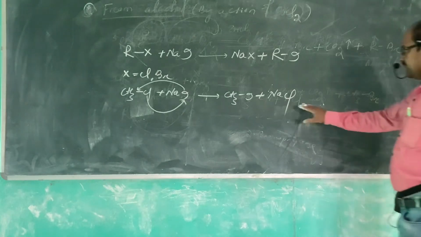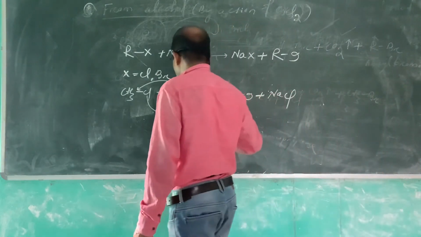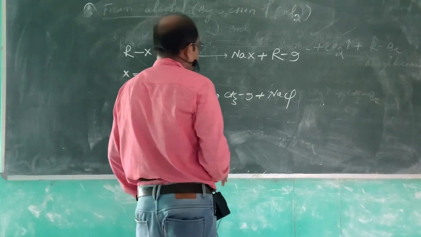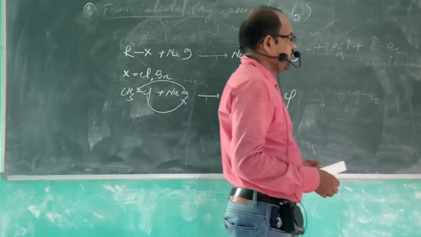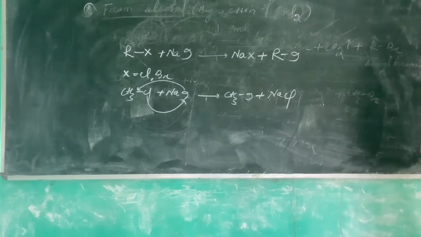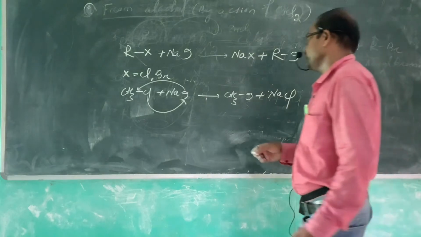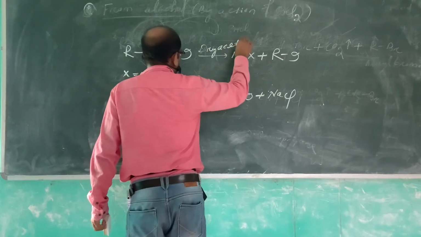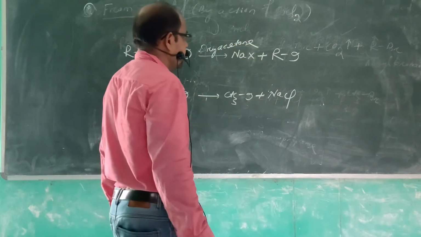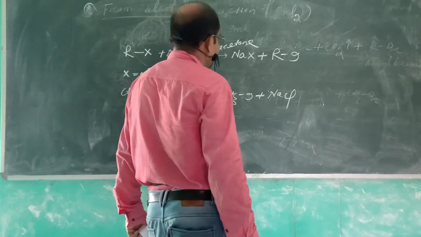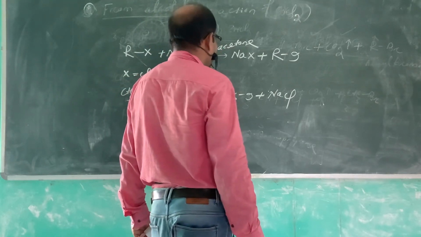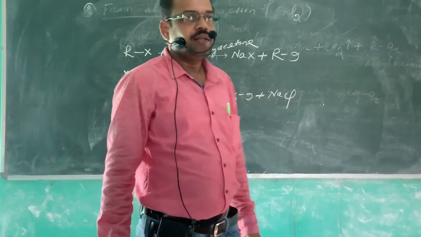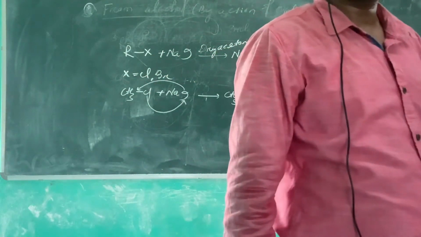Sodium chloride and sodium bromide thus formed in the above process. In the Finkelstein process, it is precipitated in dry acetone. As a result, it favors the forward reaction. That means it follows Le Chatelier's principle.